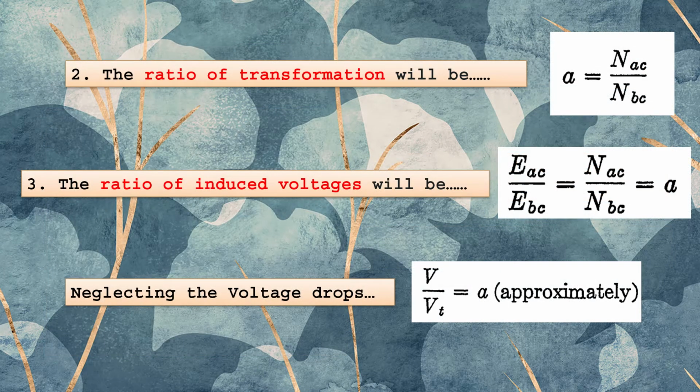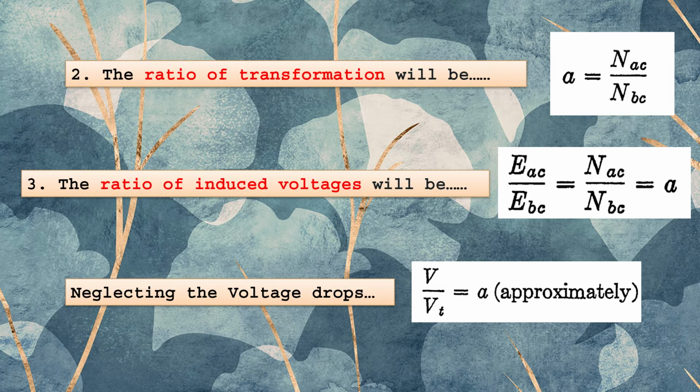So, second, we have the ratio of transformation. So, same lang din doon sa nakaraan na topics. Yung ratio of transformation natin will be N sub AC over N sub BC. So, yung N sub AC is the primary winding, while the N sub BC is the secondary winding.